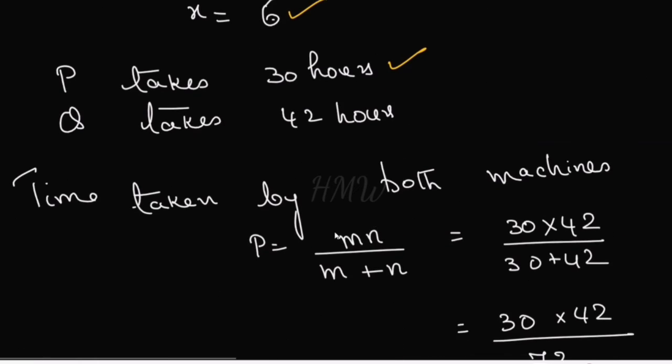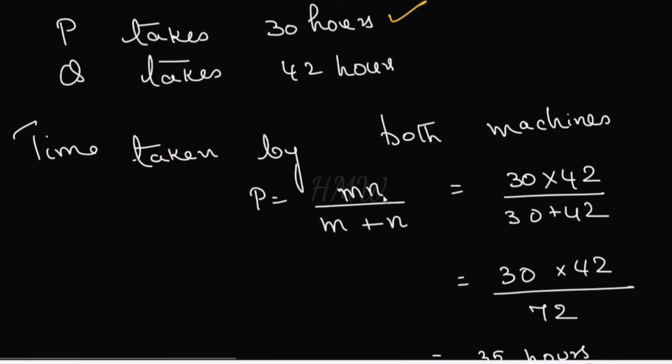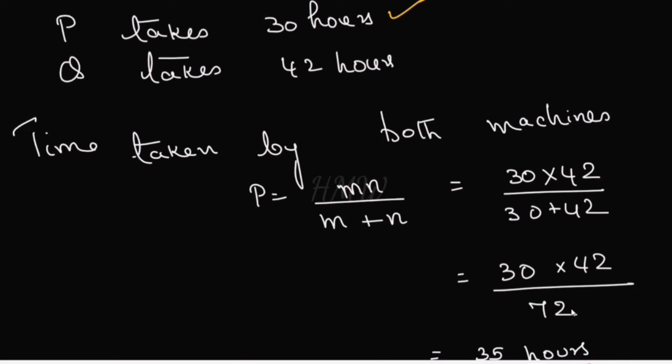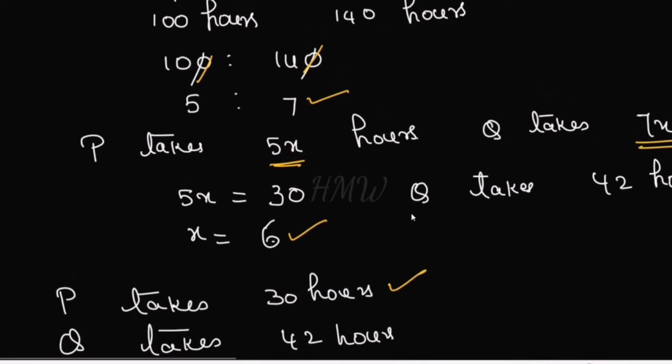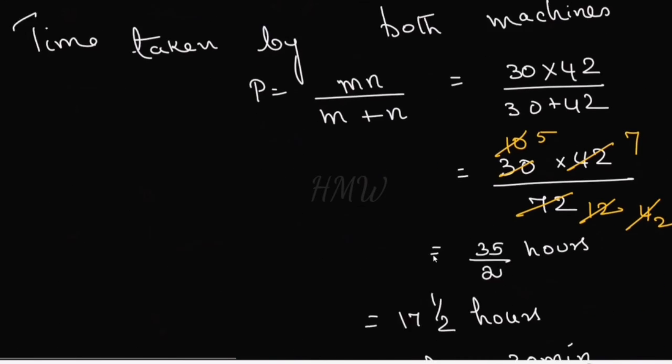So if they work together, immediately you can use this formula. P is equal to m into n by m plus n. So 30 into 42 by 30 plus 42. 30 into 42 by 72. When you cancel, 6 12s are 72, 6 7s are 42. 3 4s are 12, 3 10s are 30, 2 2s are 4, 2 5s are 10. So it is 35 by 2. If you cancel this, you get 35 by 2 hours. It is given in terms of hours.